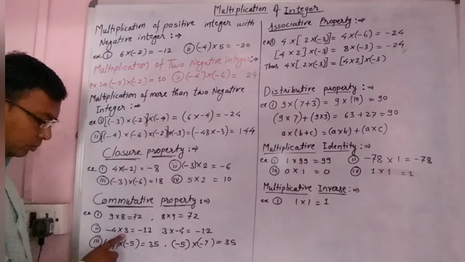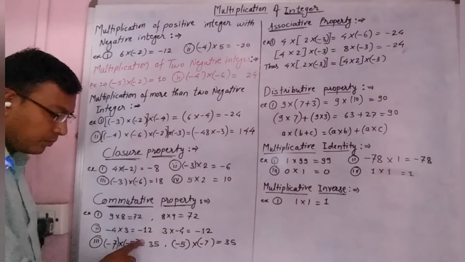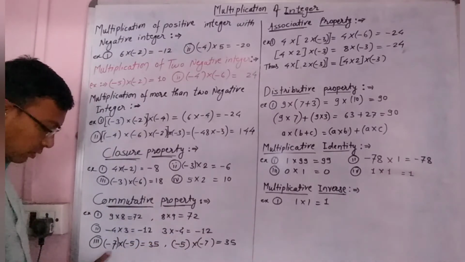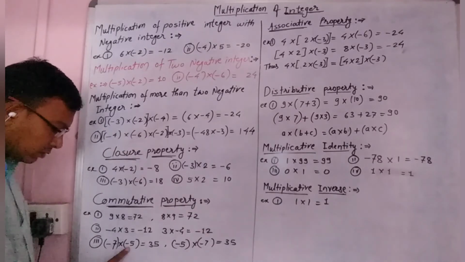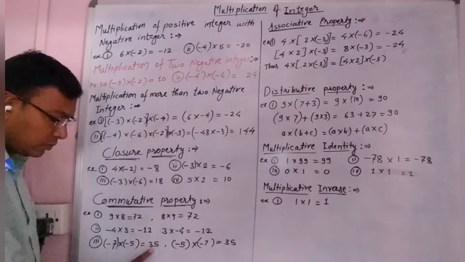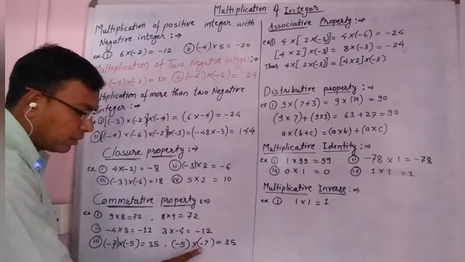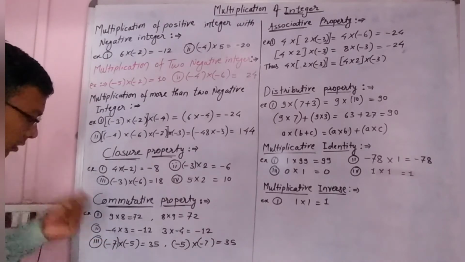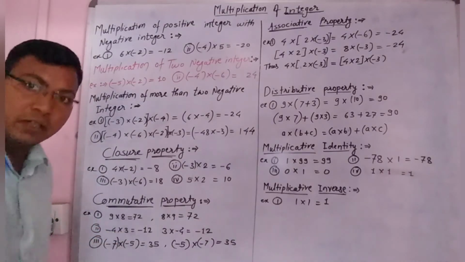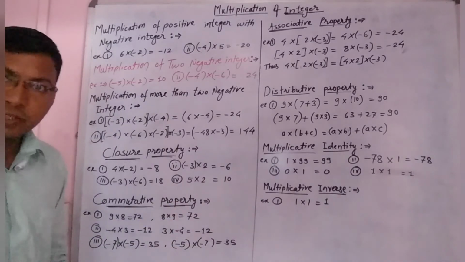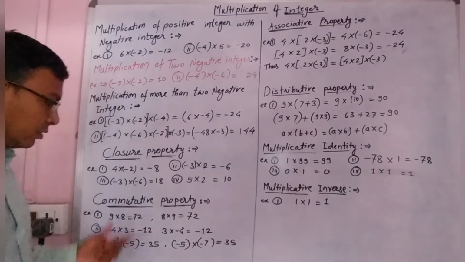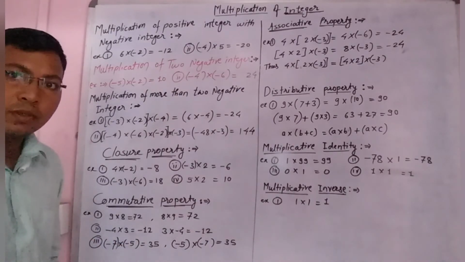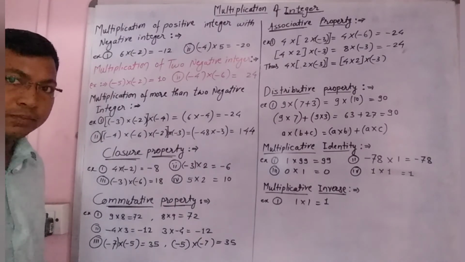Another example, minus 4 into 3 is minus 12, and 3 into minus 4 is minus 12. Here the third example, both negative: minus 7 into minus 5 is positive 35, and reversing the numbers, minus 5 into minus 7 is 35. From these three examples, we conclude that when you multiply numbers in any order, we get the same result. So integers are commutative under multiplication.